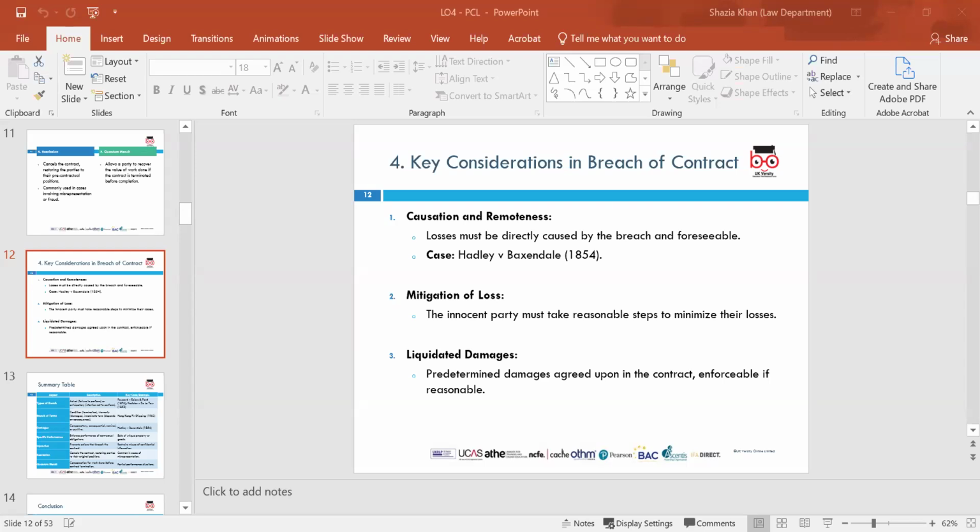So it could be causation and remoteness, as in the case of Hadley v Baxendale, 1854. Mitigation of loss, so the innocent party must take reasonable steps to minimise their loss. And liquidated damages, predetermined damages agreed upon in the contract, enforceable if reasonable. These are the requirements: if you make sure there's an existence of a contract, that the contract has been breached and that you have suffered loss, these are sufficient to amount to consideration in breach of a contract.